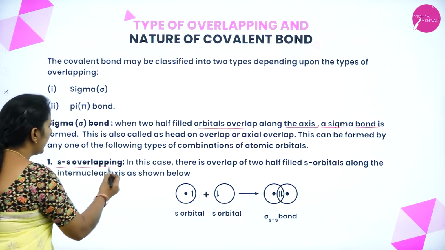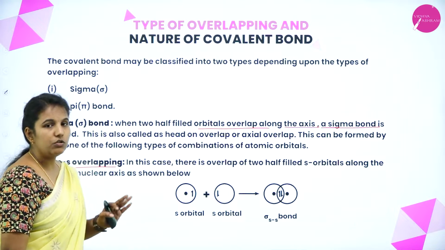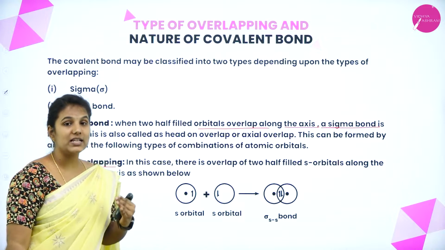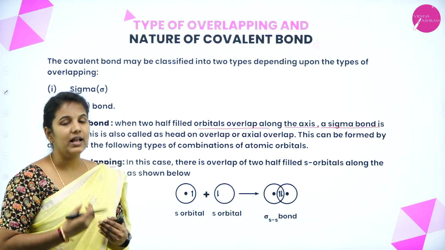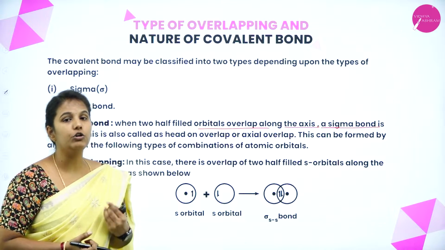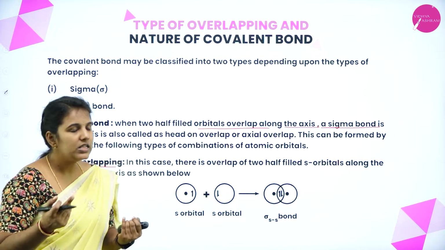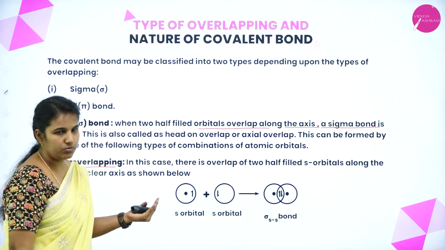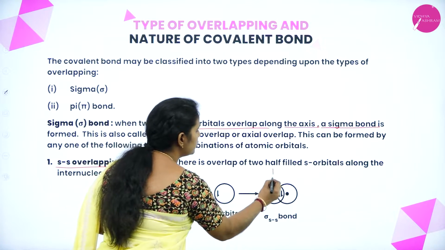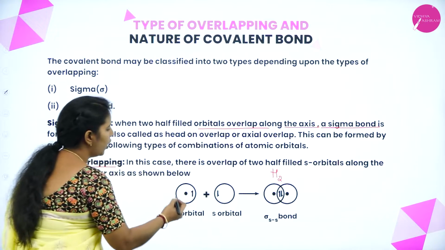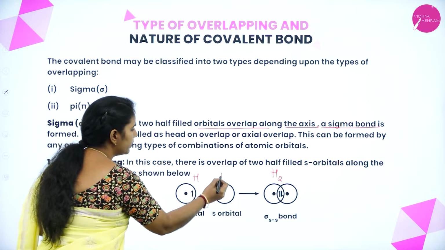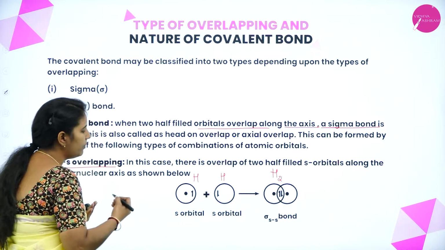I'll take the SS overlapping. So, what does SS overlapping indicate? SS overlapping indicates that it is the overlapping between the 2 s orbitals. So, I'll take the example of the hydrogen molecule. This is my hydrogen molecule, which is formed from what? 2 hydrogen atoms. Is it right? So, how many electrons does each have?